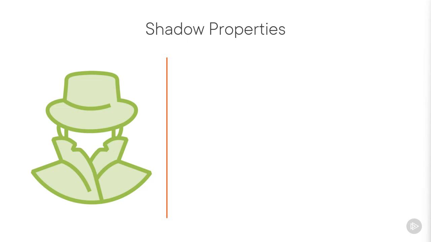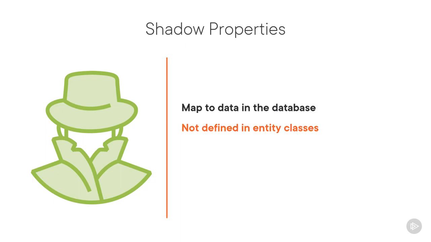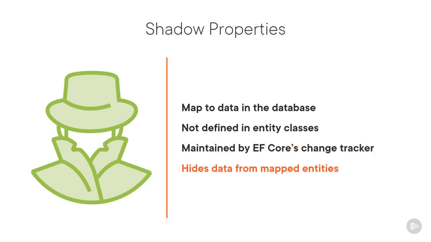Like any property that is defined in our .NET entity classes, shadow properties map to columns in our database tables. But unlike other properties, shadow properties are not defined in any entity class, but they are instead maintained purely in EF-Core's change tracker. Shadow properties can be used for scenarios where there is data in the database that for whatever reason should not be exposed on our mapped entity types.